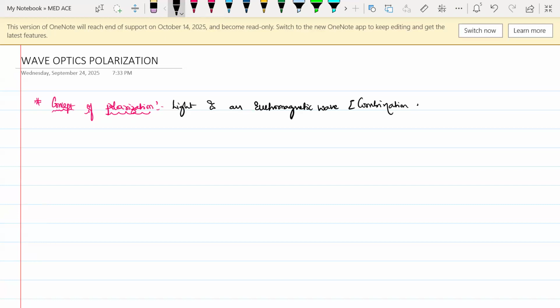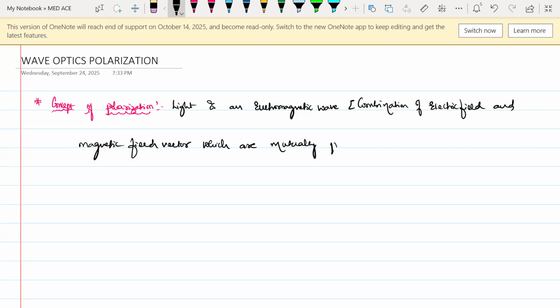electric field vector and magnetic field vector, which are mutually perpendicular to each other.